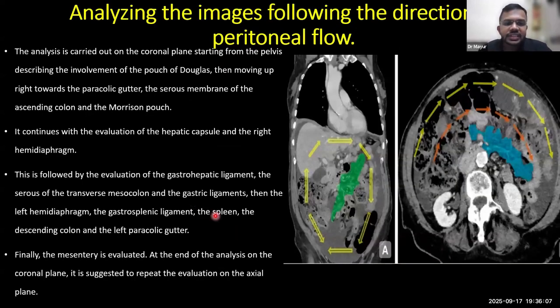We have different approaches and ways of reporting peritoneal carcinomatosis. An easier way is to follow the path of normal peritoneal circulation. It is from caudal to cranial.